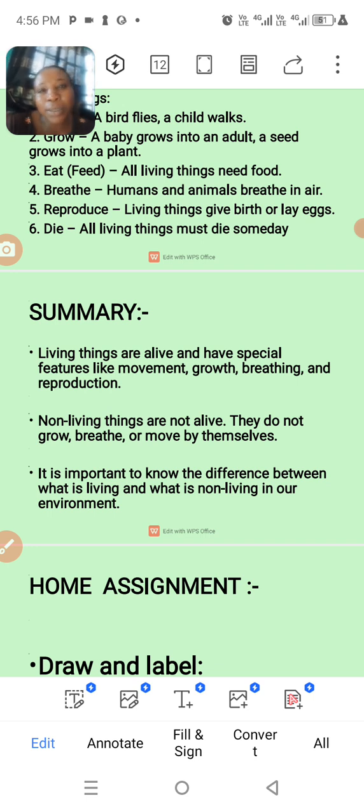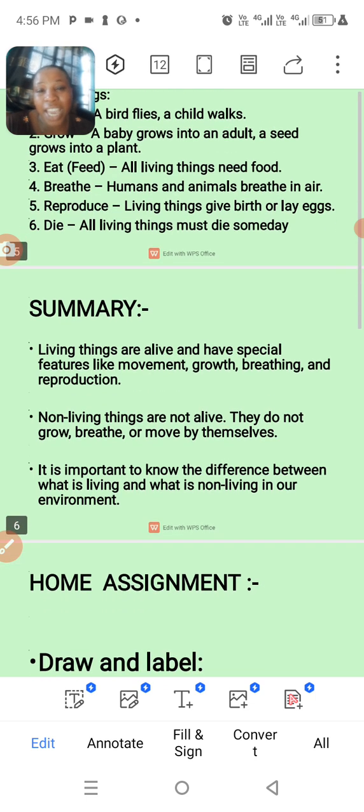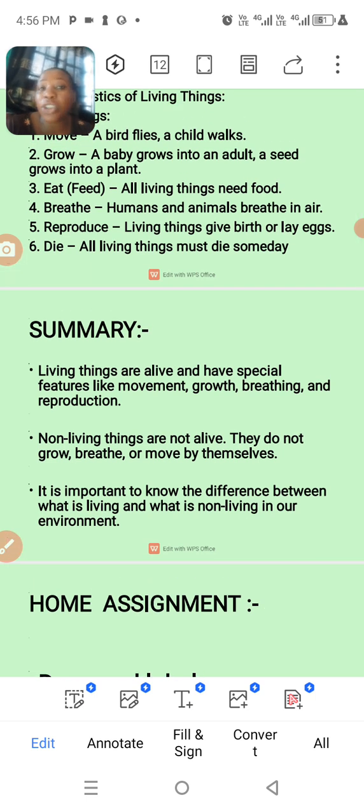Then number 6, though this is sad to say, number 6 is the end of every person, the end of everything on earth, which is die. Every living thing dies. All living things die. They must die someday. Human beings die, animals die.